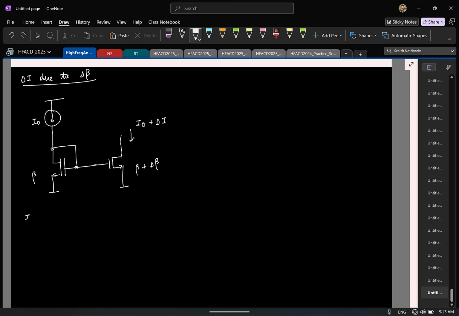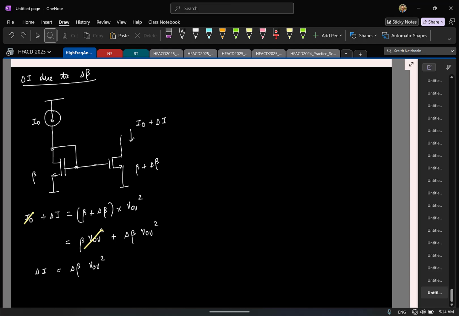So here we can easily write this is the current I0 plus delta I, and this current is the current factor beta plus delta beta times VGS minus VTH whole square. So that I'll say it as the overdrive voltage whole square. So this now I can expand. This is beta times the overdrive square plus delta beta times overdrive square. What is this term beta times overdrive square? That is I0. So which means this goes off. So that directly gives you delta I to be delta beta times overdrive square.